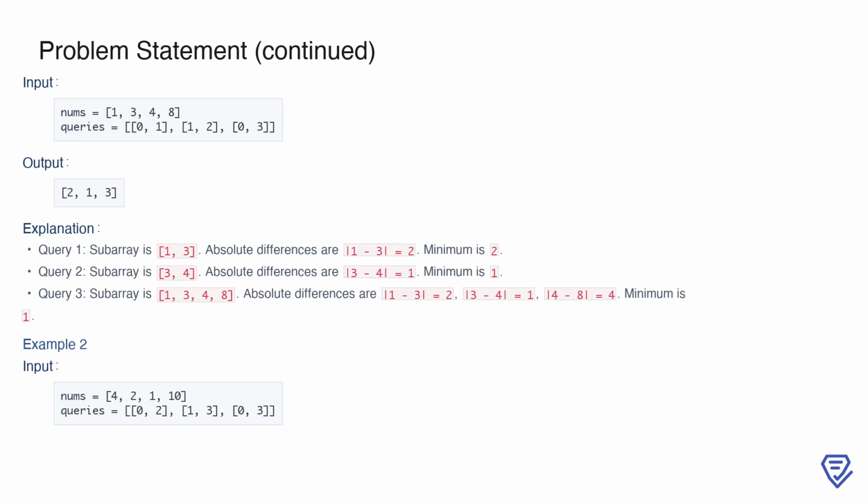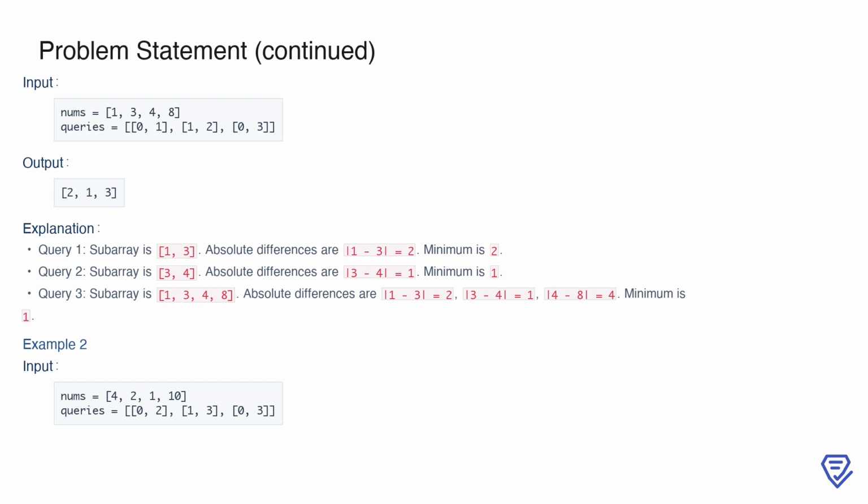Let's explore an example to better understand the problem. Suppose nums is [1, 3, 4, 8], and queries contains the ranges [0, 1], [1, 2], [0, 3]. For the first query, the subarray is [1, 3], and the absolute difference between the two elements is |1 - 3| = 2. So, the result for this query is 2. For the second query, the subarray is [3, 4], and the absolute difference is |3 - 4| = 1. The result for this query is 1.